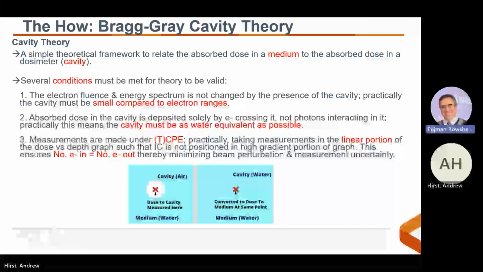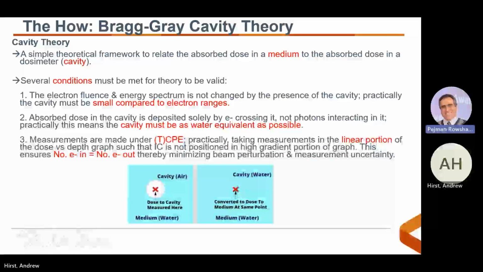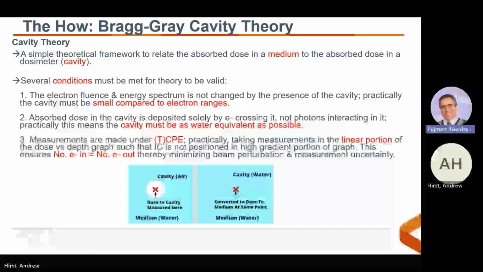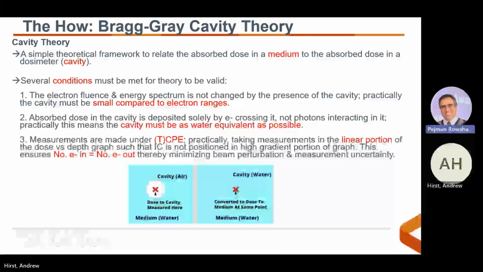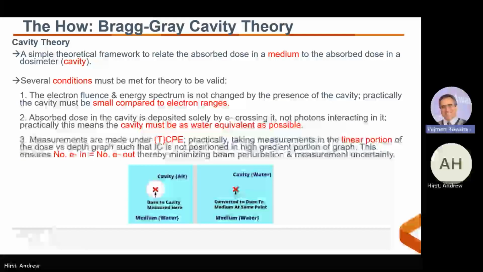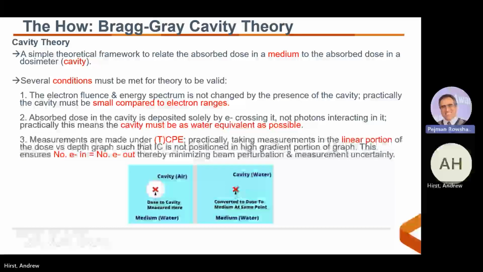So first of all, the electron fluence and energy spectrum should not be changed by the presence of that cavity. So what that means is when we insert the cavity, we want to minimize the change in how many electrons are going to be attenuated or produced, or their energy spectrum, in the presence of that cavity. So practically what this means is the cavity has to be very small compared to the range of the electrons. And that's a good approximation to satisfy that condition.